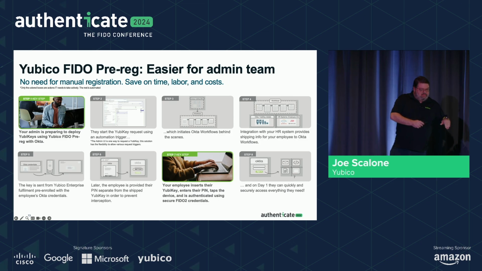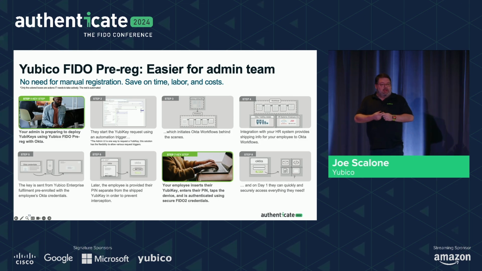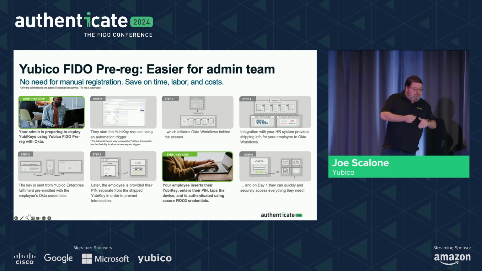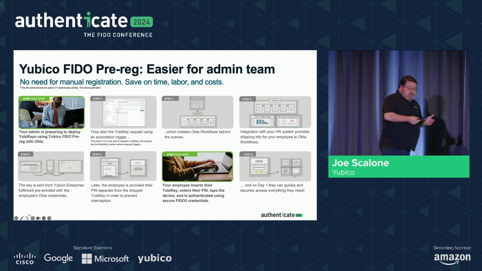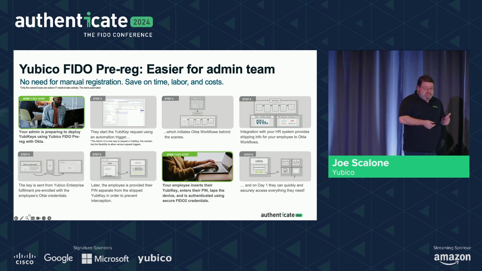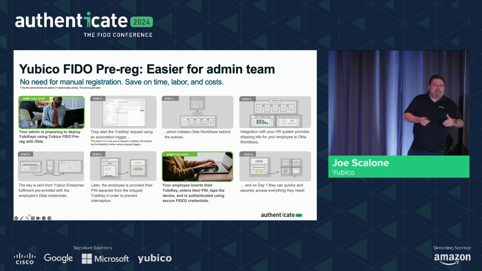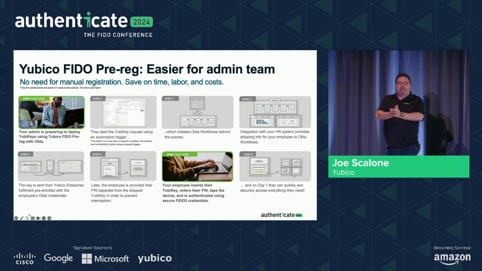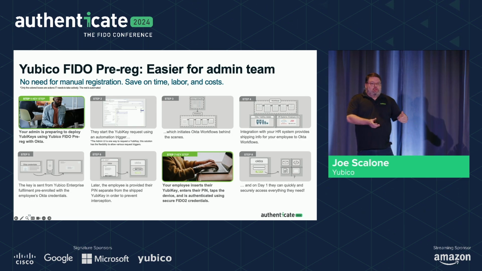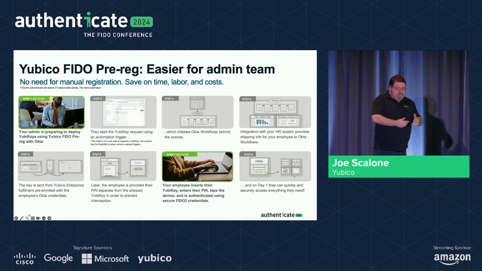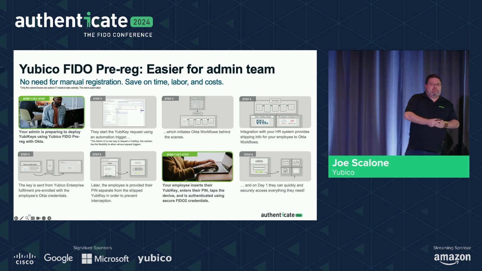The key is then sent from Yubico Enterprise Fulfillment, pre-enrolled with the employee's Okta credentials. Later, the employee is provided a PIN separate from the shipped YubiKey. That way we never combine the two for security purposes. Your employee inserts their YubiKey, types their PIN, taps the device, they're in. Day one, phishing-resistant authentication. So that's great.